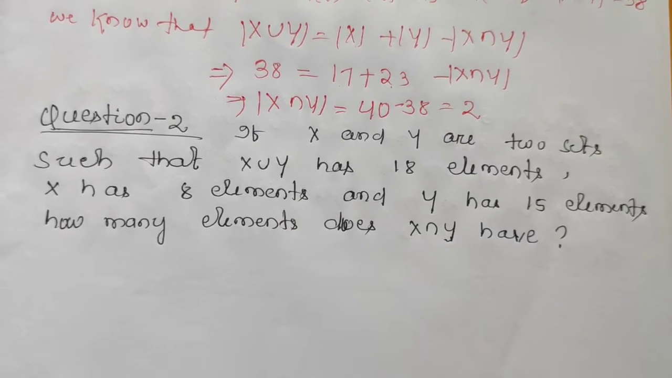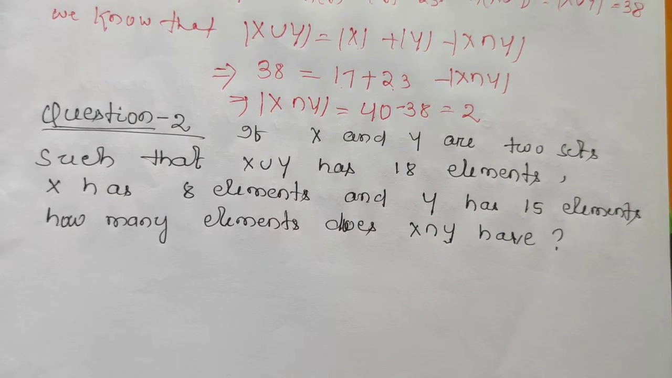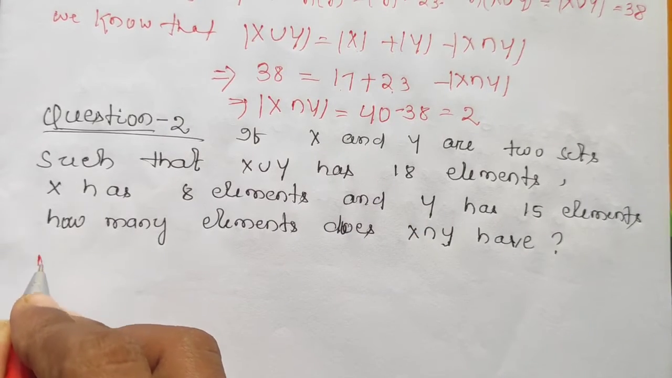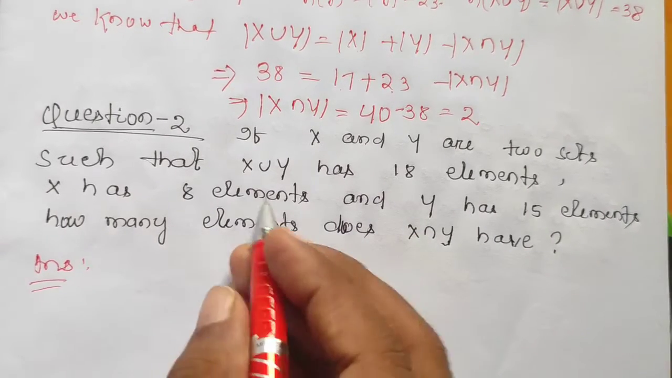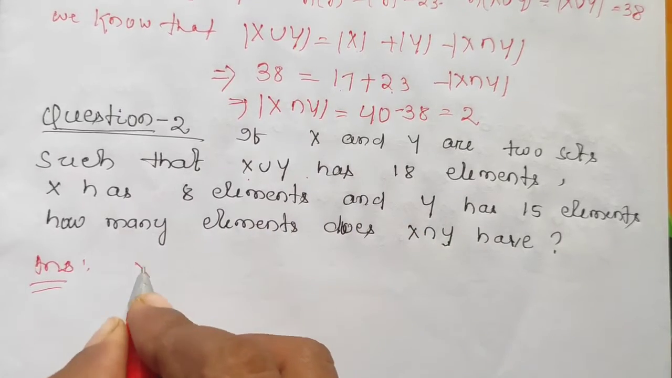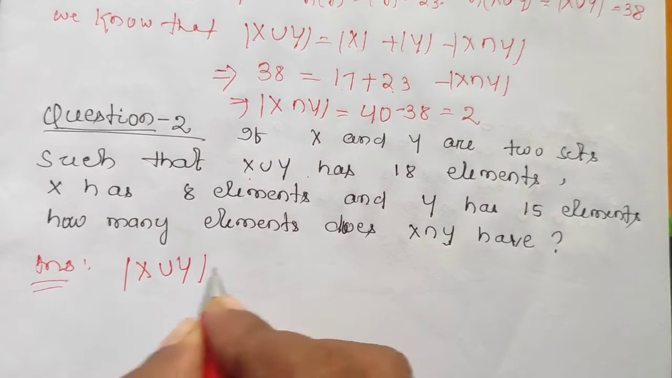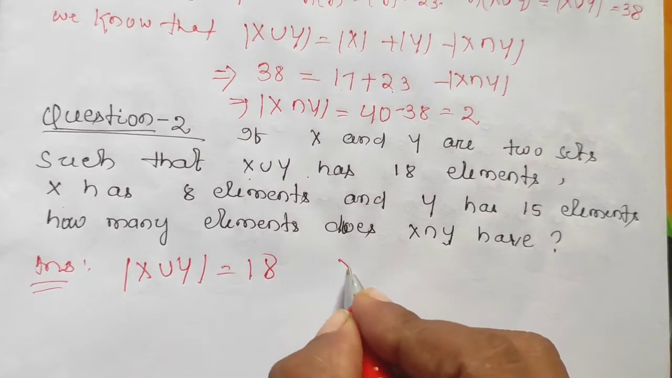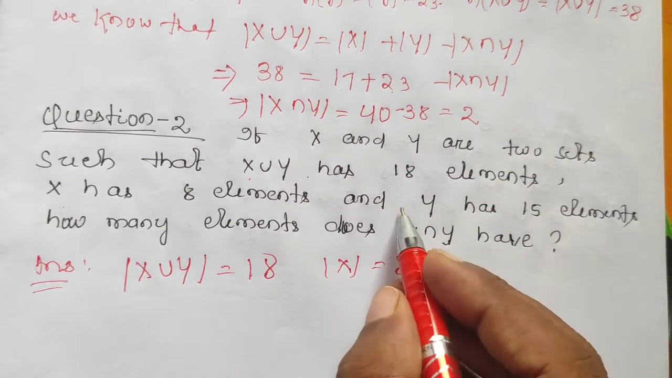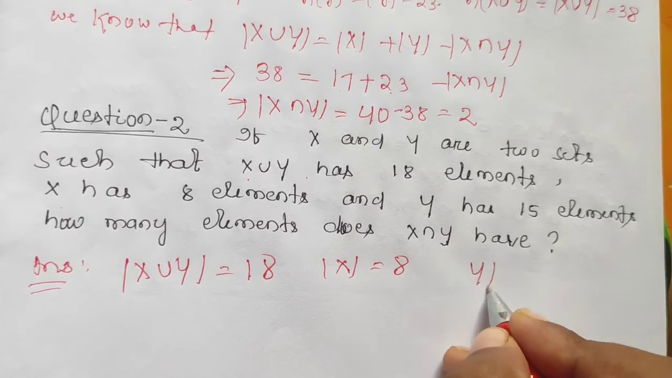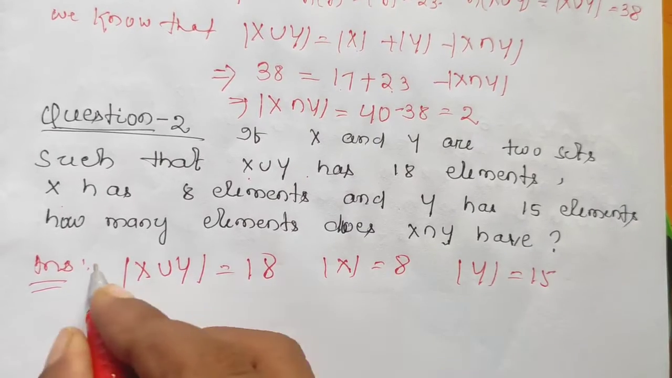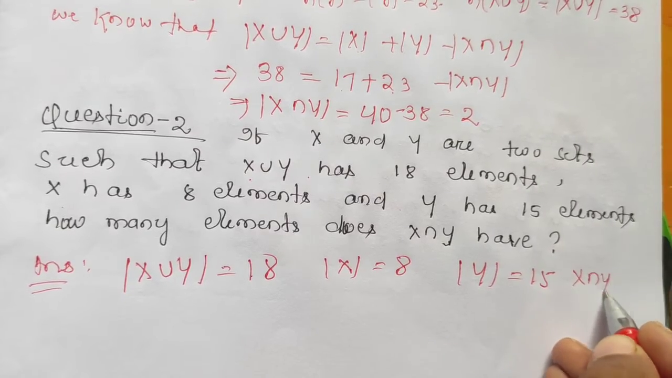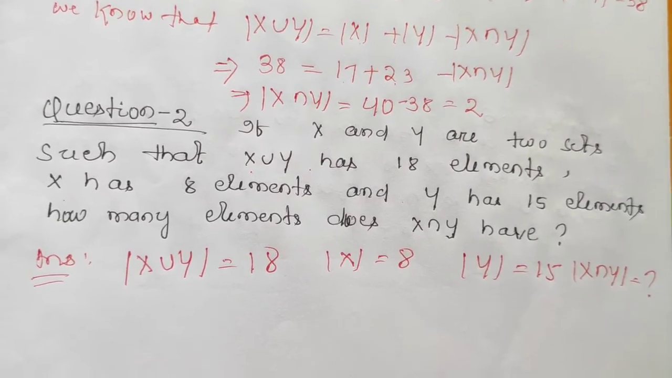Second question. If x and y are two sets, so that x union y has 18 elements. X union y has 18 elements means x union y mod is equal to 18. X has 8 elements, x mod is equal to 8. Y has 15 elements, y mod is equal to 15. How many elements does x intersection y have?